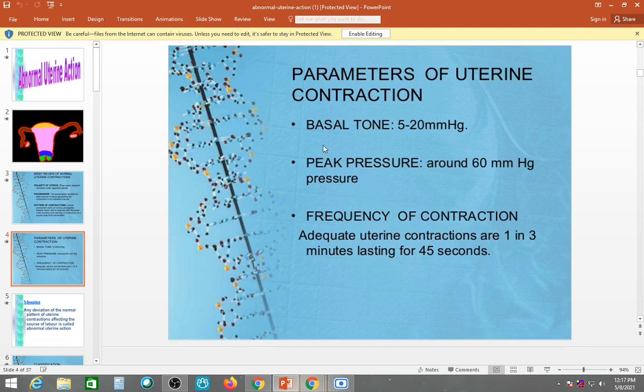It is the mild pain when the true contraction started, when the true labor pain started. It starts from this minimal pain. But how much is this basal tone? 5 to 20 mm of Hg. Yes, all right. Then how much is the peak? The peak is up to 60 mm of Hg.